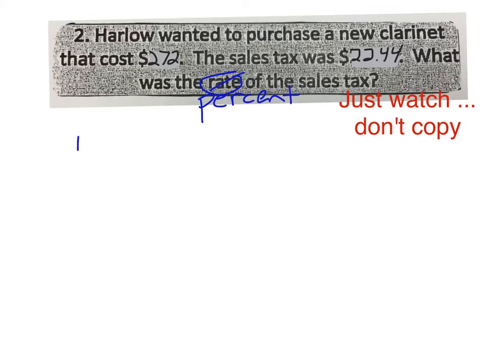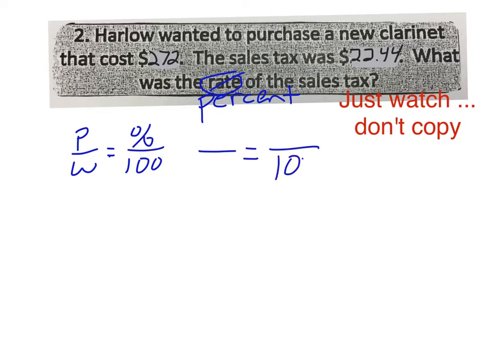So again, it is part over whole equals percent over 100. So ratio equal to another ratio, that 100 stays. Now the percent, I hope you realize, is what you're looking for because it is the sales tax. Now the sales tax equaled $22.44. And of course the 100% of the clarinet was $272. So let's go ahead and cross multiply.